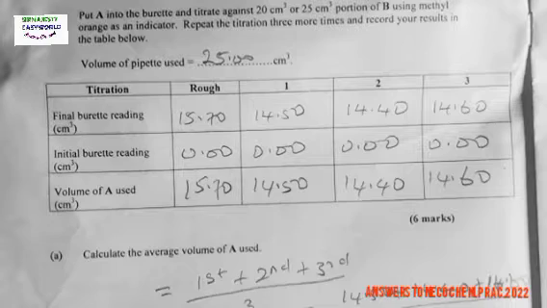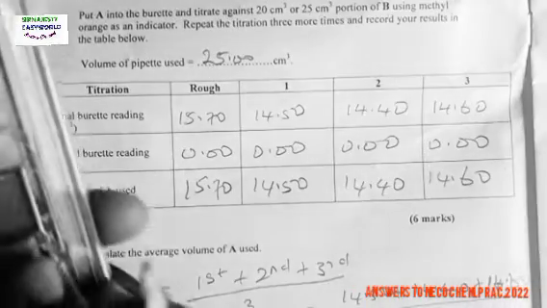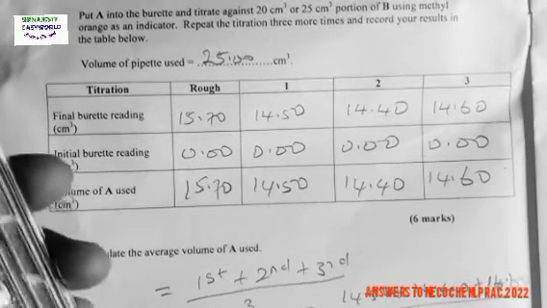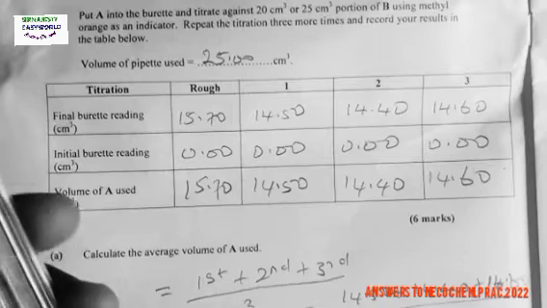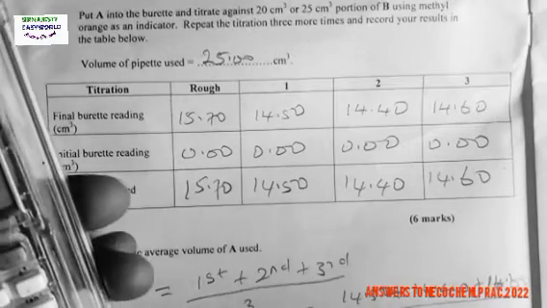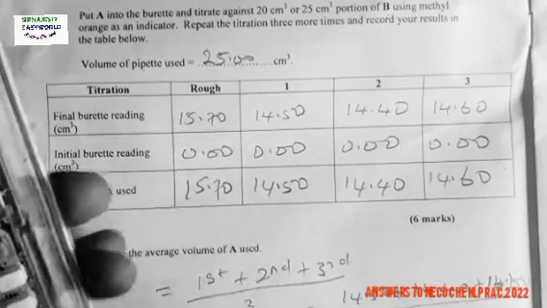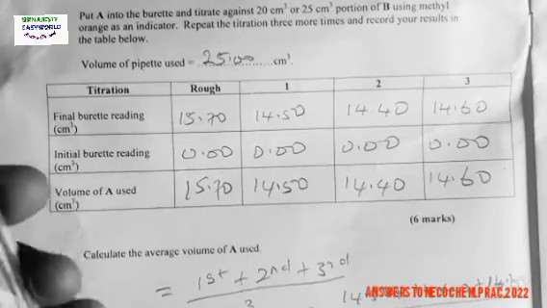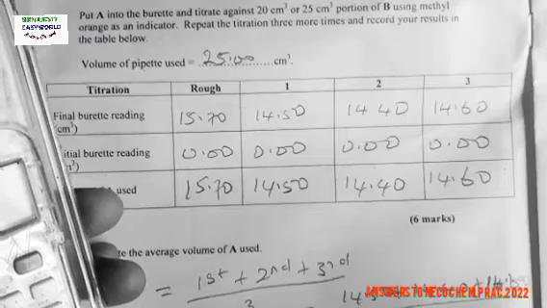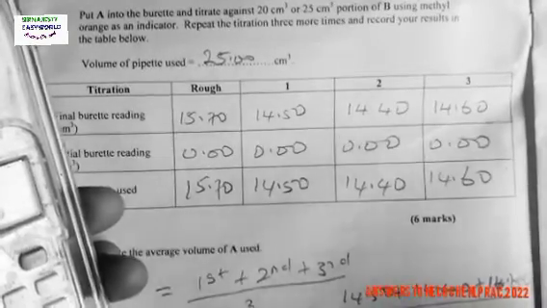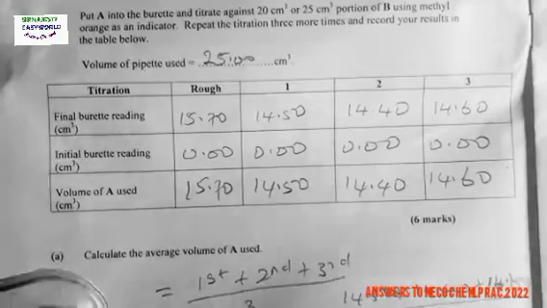So at the end, what will you get? Let me check my calculator here. Okay, 14.5 plus 14.4 plus 14.6 is 43.5. Divided by 3, you get 14.5. So 14.5 cm³, or you say 14.50 cm³, is our final answer here.